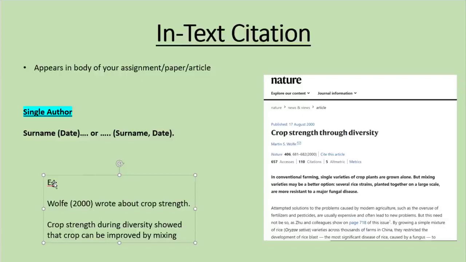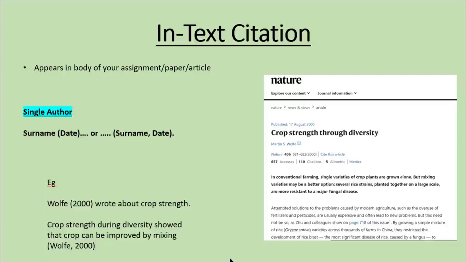Then what will happen is Wolfe 2000. So that is the two ways you can write the sentence. In-text citation is appearing at the first here. Wolfe 2000 wrote about crop strength, or crop strength during diversity showed that crop can be improved by mixing, which was written by Wolfe 2000. So Wolfe is a surname, 2000. So either Wolfe 2000, or if it is at the end, (Wolfe, 2000).